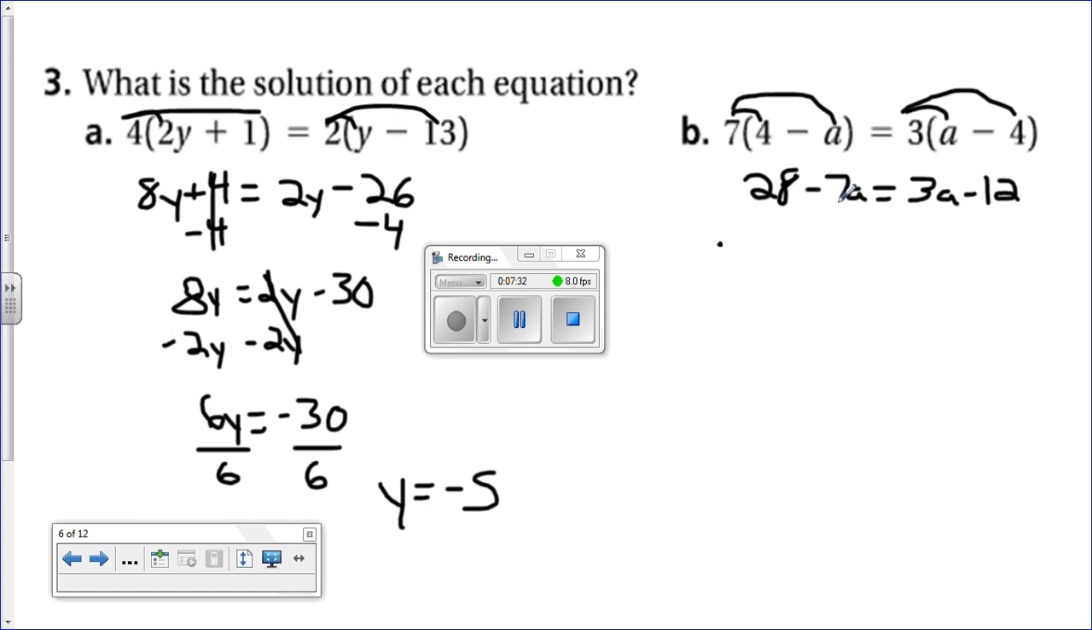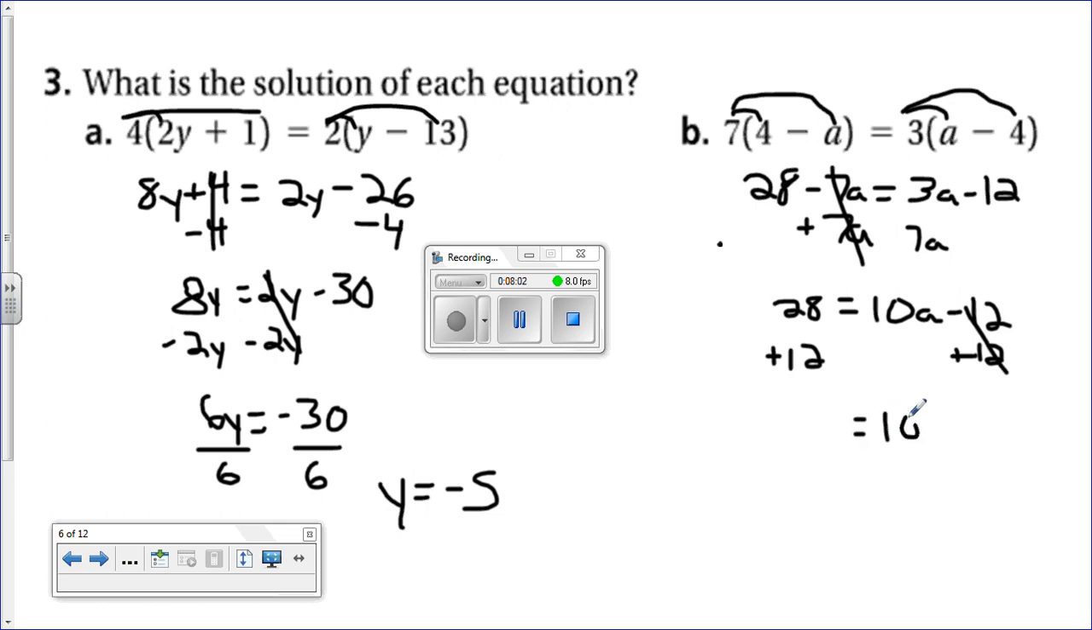But if you don't want to do that, think about it. What's bigger, 3 or negative 7? 3 is bigger. So instead, I'm going to move 7a over. I have to add 7a so that they cancel. And then when I add 7a over here, we end up with 10a minus 12. Add 12. Those cancel, and you get 10a equals 40. Divide by 10, and you are left with a equals 4.